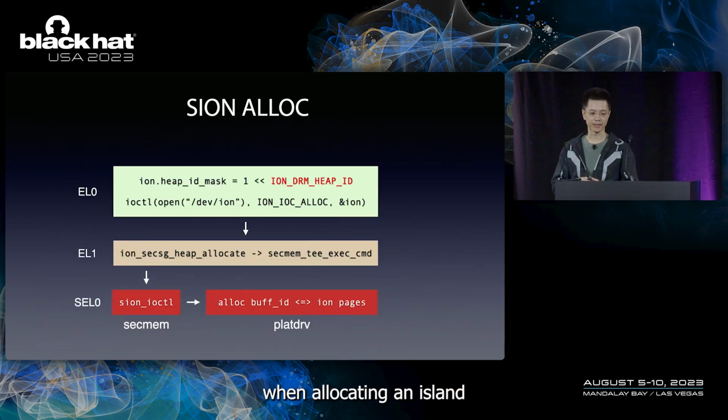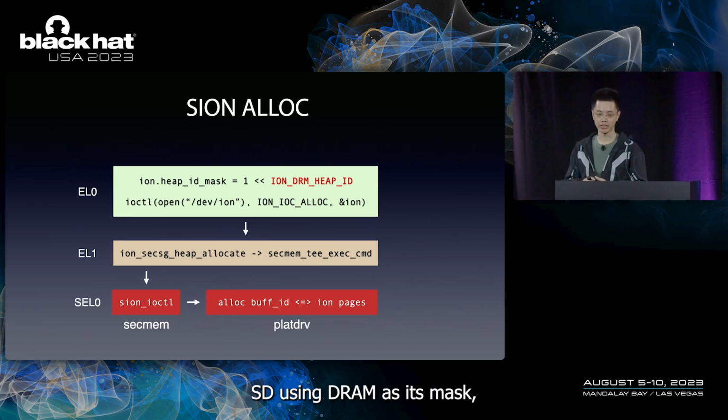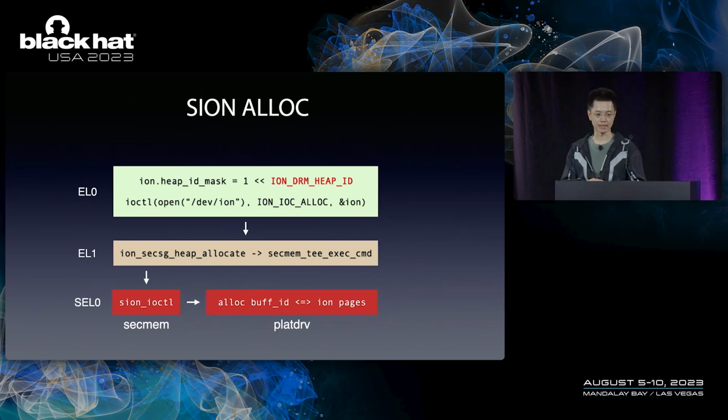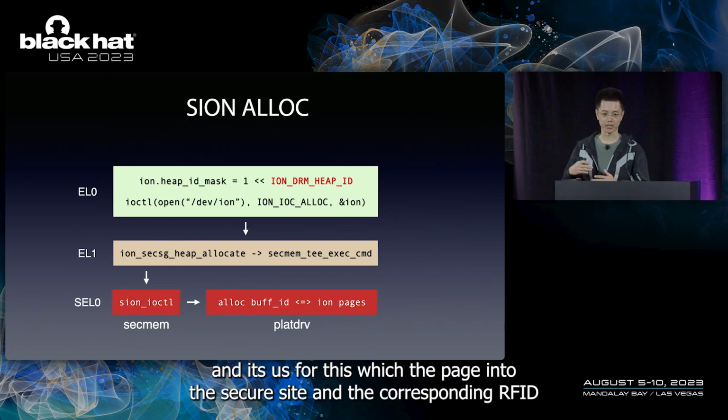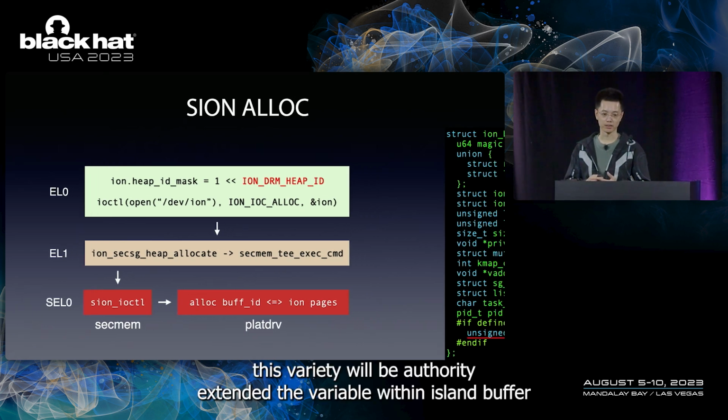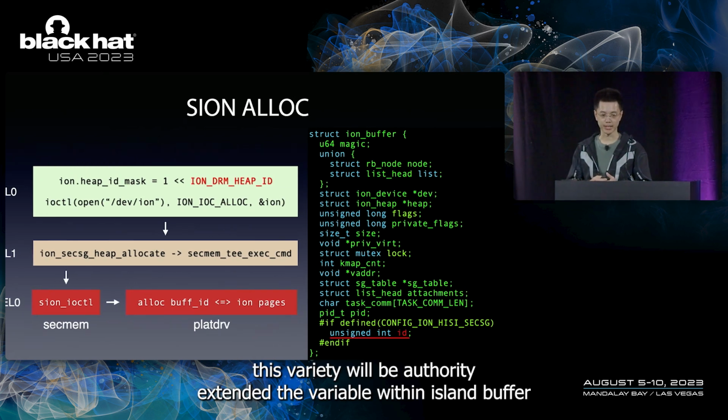When allocating an ION FD using the DRM heap as a mask, the kernel will invoke the SLN interface beneath to register these pages into the TEUS. And the TEUS will then switch the pages into a secure state, and the corresponding buffer ID, which is similar to the ION FD, is returned to the normal world.